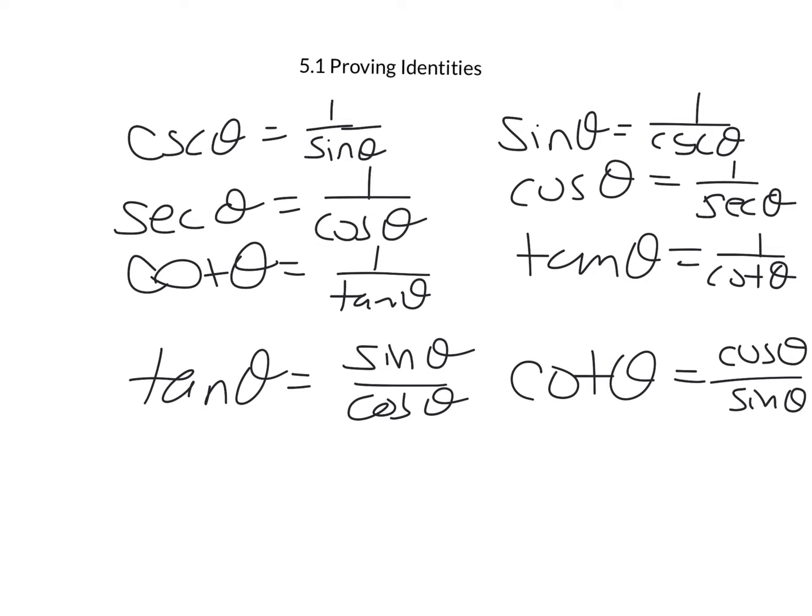Keep in mind, hopefully remember that sine and cosecant are reciprocals of each other. Cosine and secant are reciprocals, and cotangent and tangent are reciprocals of each other. So go ahead, pause, and jot these down.